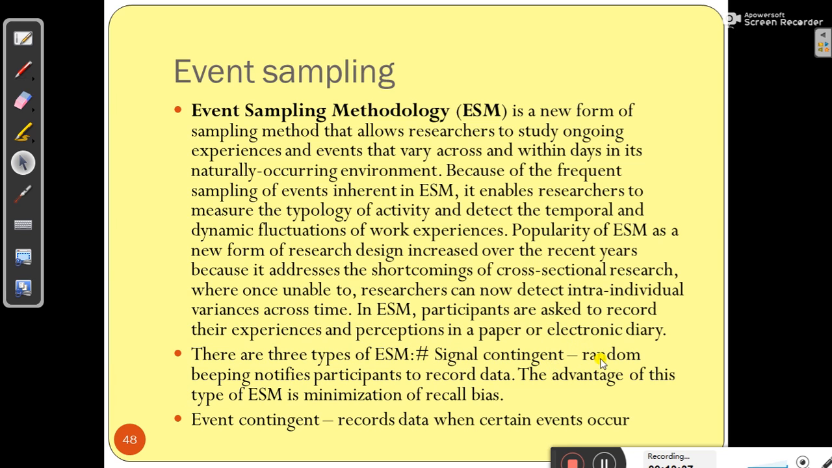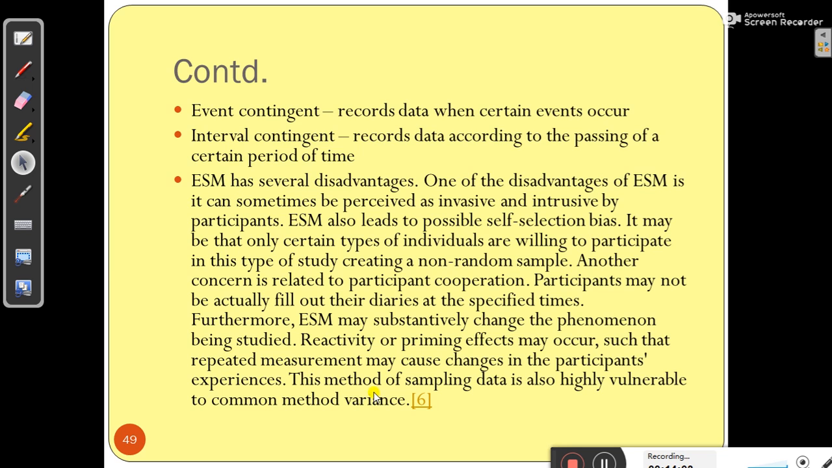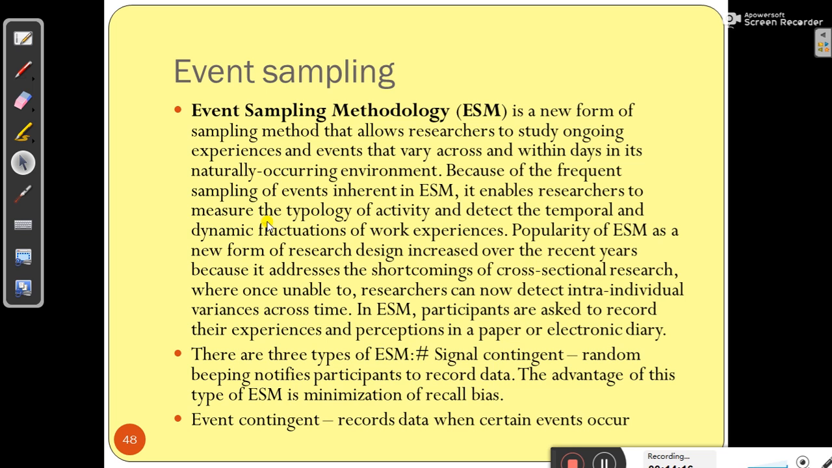One is signal contingent: random beeping notifies participants to record data. The advantage of this type of ESM is minimization of recall biases. Event contingent records data when certain events occur. Interval contingent records data according to the passing of a certain period of time. So that type of event sampling method depends upon some events.